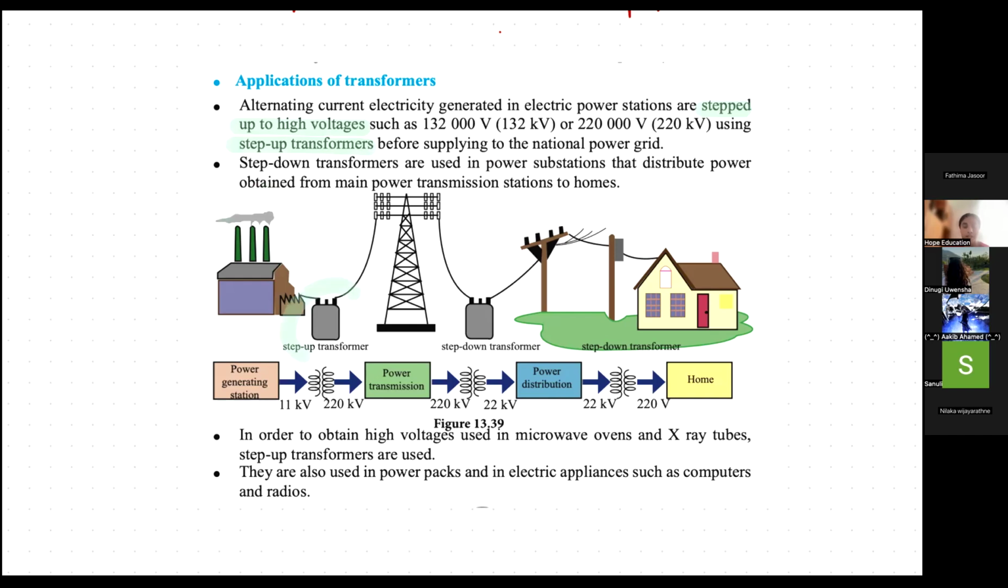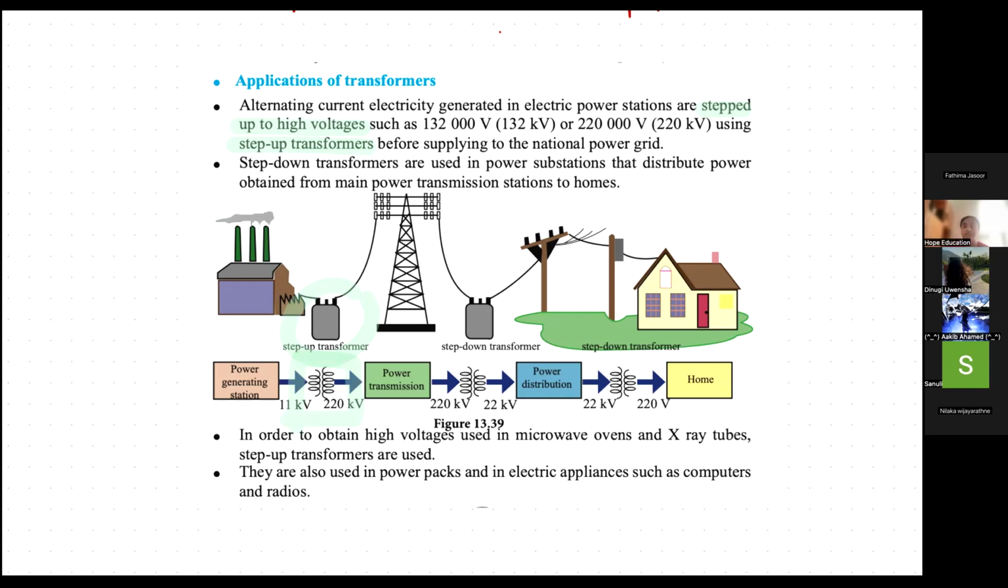See, this is a step-up transformer. And then it is sent to the national power grid. The national power grid collects the current from everywhere. All the current generated in hydropower stations, coal-fired stations, and everywhere goes to one central system. That is the national power grid.